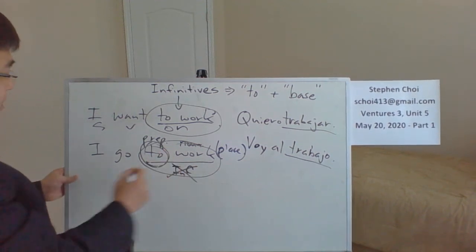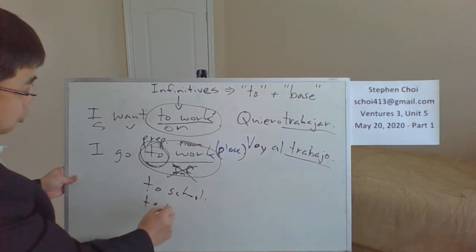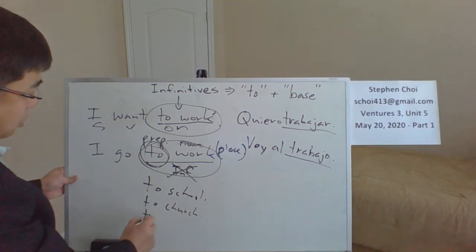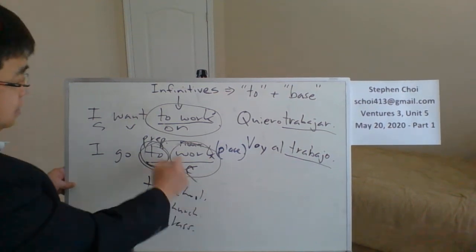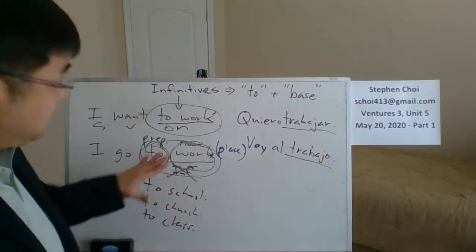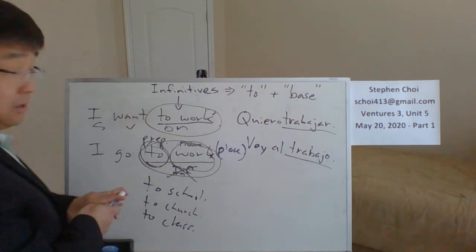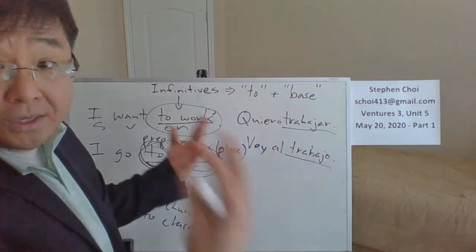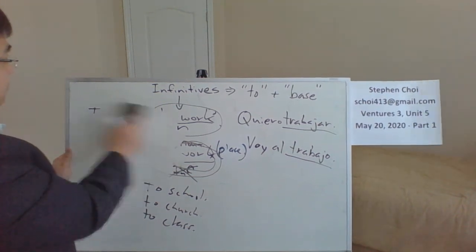It's just like saying I go to school, I go to church, or I go to class. And I go to work. That's all it is. This is a prepositional phrase. This is not an infinitive. So don't get confused. Sometimes we write it the same way, we say it the same way, but they're not the same.